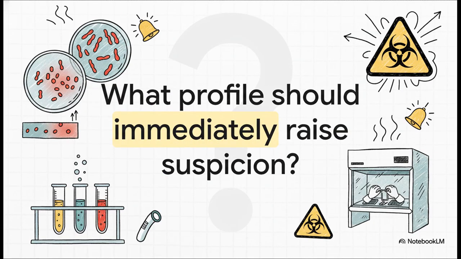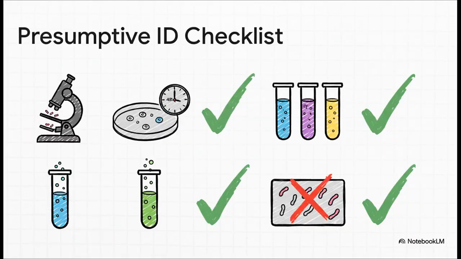So how do we avoid that trap? What are the alarm bells, the red flags that should make you slam on the brakes and immediately move everything into a BSL-3 environment? And this is your safety net. This is the profile every sentinel lab needs to have burnt into their brain.